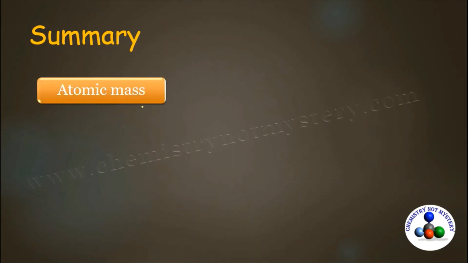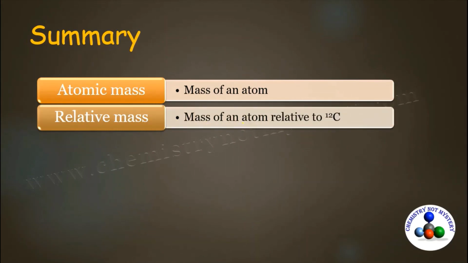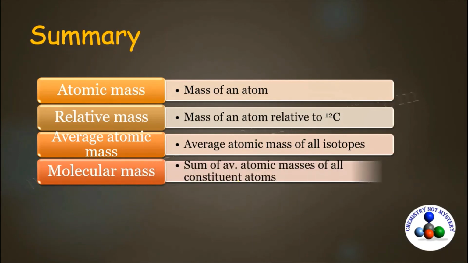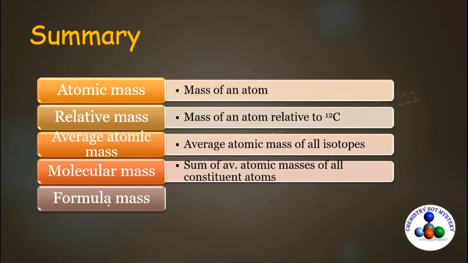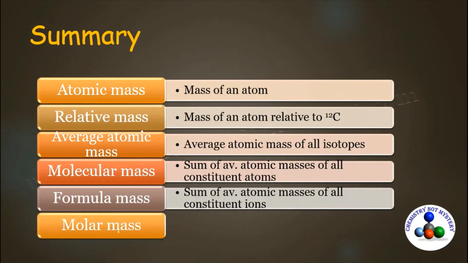That is what we have learned in this video. Atomic mass is the mass of an atom. Relative mass is the mass of an atom relative to carbon-12 isotope. Average atomic mass is the average of atomic masses of all isotopes. Molecular mass is the mass of a molecule which is equal to the sum of average atomic masses of all constituent atoms present in that molecule. Formula mass is the mass of average atomic masses of all constituent ions present in that formula, and it is used for the ionic compounds. Molar mass is the mass of 1 mole.